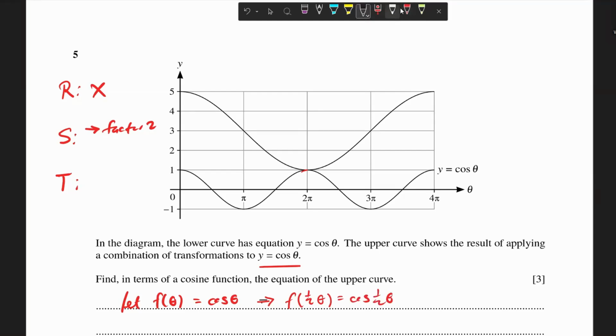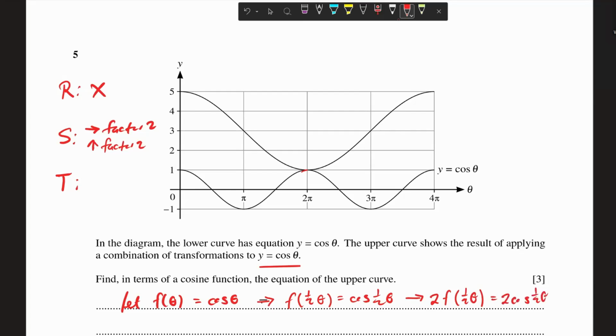There is also a vertical stretch. If you look at the height from peak to trough, it's 2 units, and for the other graph it's twice that, 4 units. So there's also a vertical stretch of factor 2. Transforming will give us 2 f of half theta, which is 2 cosine of half theta.